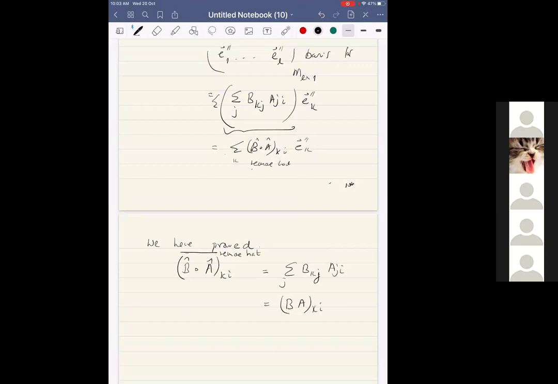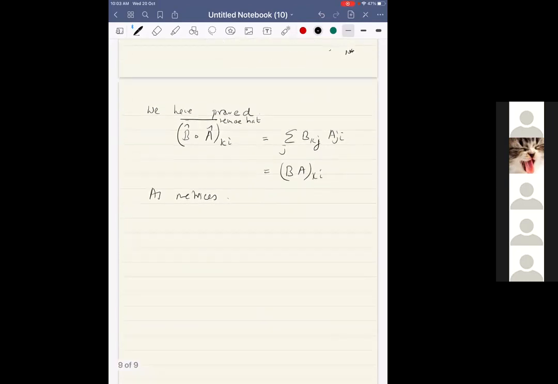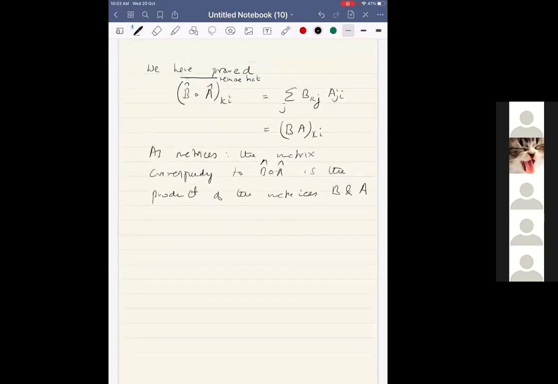So in other words, now as matrices, the matrix corresponding to BA, B hat composed with A hat, is the product of the matrices B and A. So once we have this, then if I look at three linear maps.